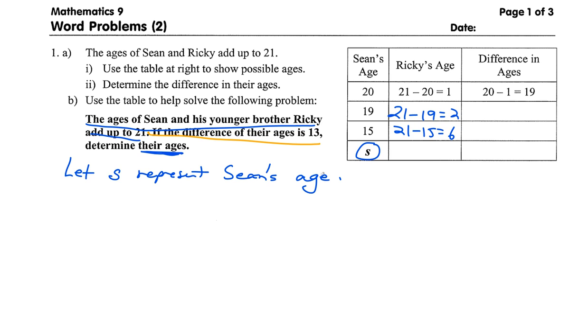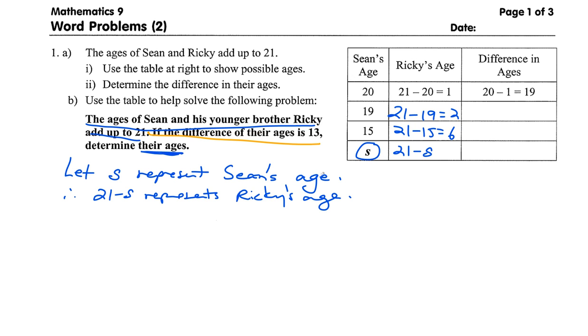So what if Sean is S years old? Then Ricky would be 21 minus whatever S is. We don't know how much that is, it's 21 minus whatever S is. So it's not another let statement, because it's the same variable. So 21 minus S represents Ricky's age. Okay, and that is our let statement. I'm going to switch color and go to the equation.